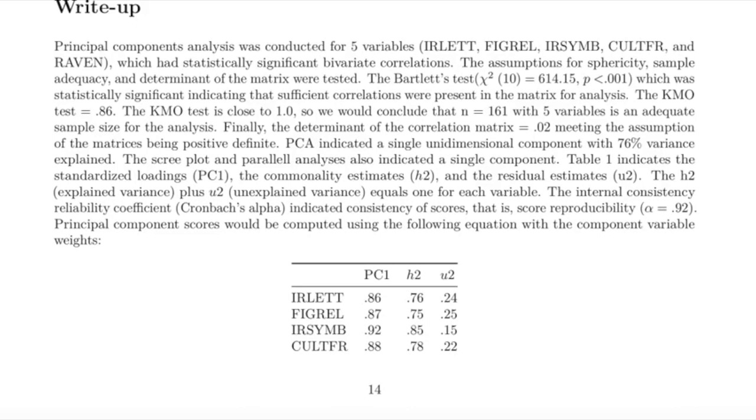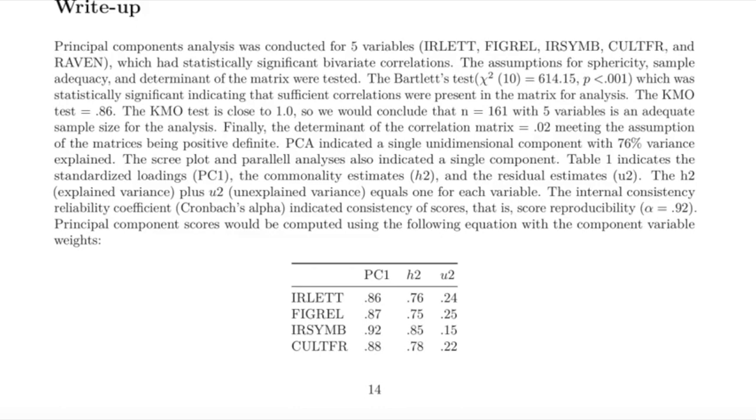Finally, we also checked the determinants. They were all greater than 0. That means that they were positive definite, and that's also good. It means that we can actually go ahead and calculate the PCA. So the PCA indicated a 1 component structure, and that explains 76% of the variance. We also checked this by using a scree plot and a parallel analysis, and they all suggested 1 component for our data.